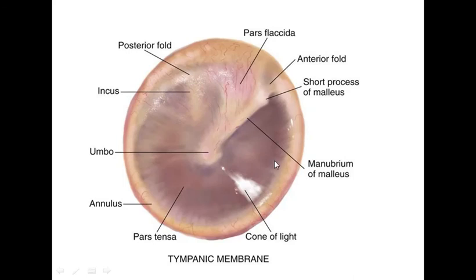Then we can see this whole membrane. The translucent part here is the pars tensa. And here we can see a little region of opacity known as pars flaccida, right? Behind this shiny membrane, we can see the incus. This is one of the other bones of the middle ear, right? And this is the short process of malleus. Malleus, incus, and deeper inside is the stapes. We will see this ahead.